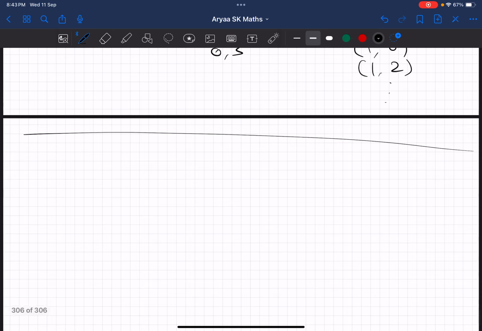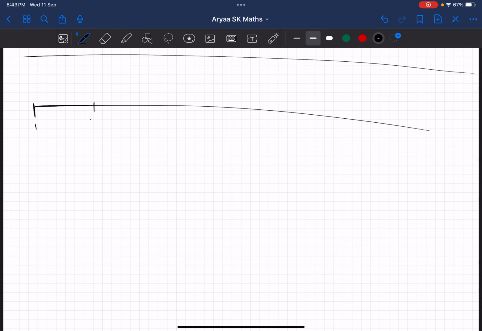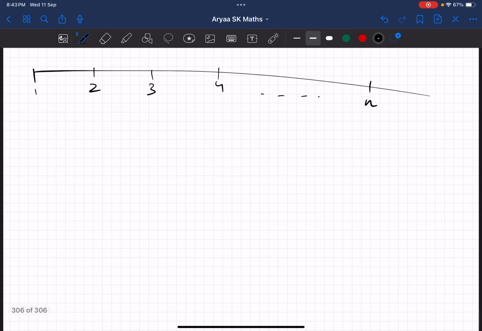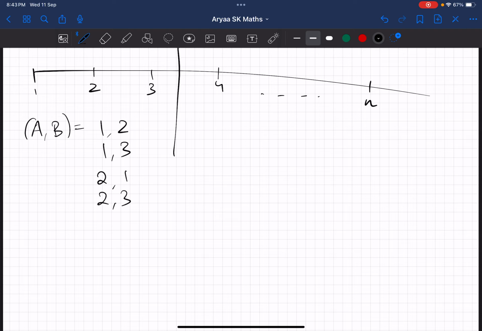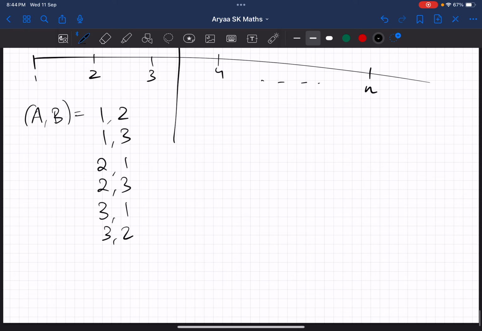We'll start the problem again, but this time just start at 1. 1, 2, 3, 4, on and on until we get to n. Okay, so now if n was 3, we'd effectively stop there. We can have the AB combinations, the different people's seating: 1, 2, 1, 3, and then 2, 1, 2, 3, 3, 1, 3, 2. As you can see, at the start we have n choices for A, and then once A is fixed, we have n minus 1 possible choices for B.